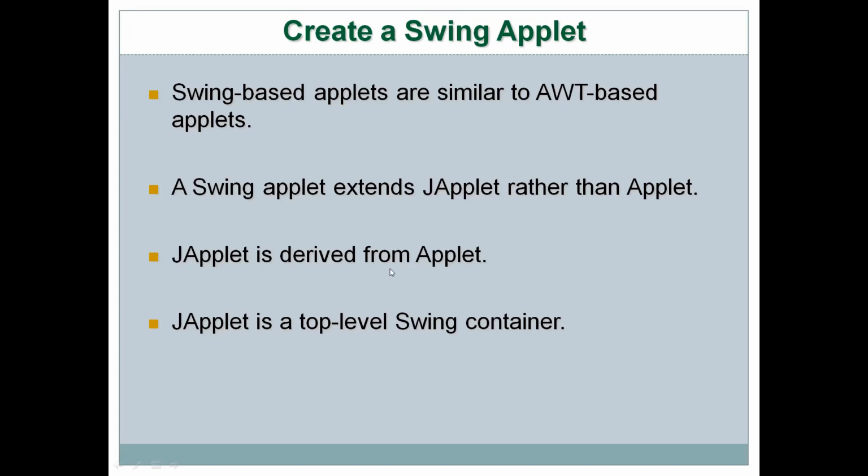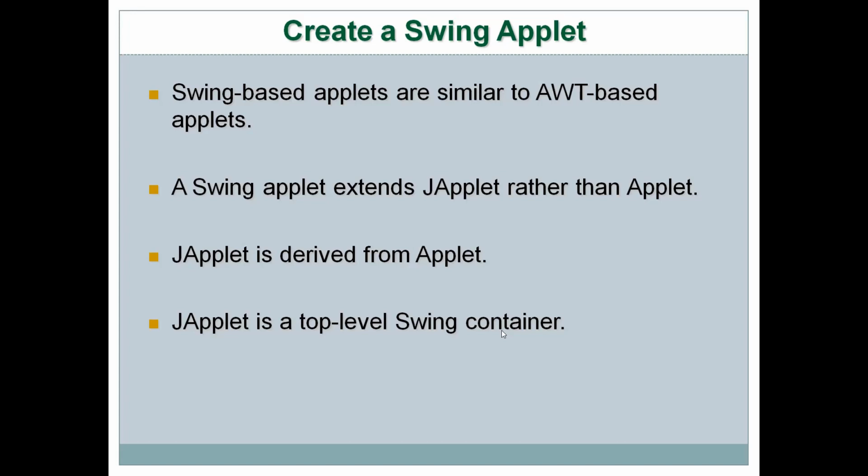JApplet is also derived from applet, which means JApplet is a subclass of applet class. So JApplet is inheriting applet. JApplet is a top level Swing container. As I've said, even applet is a top level container in AWT. Same way, even JApplet is a top level container in Java Swing.